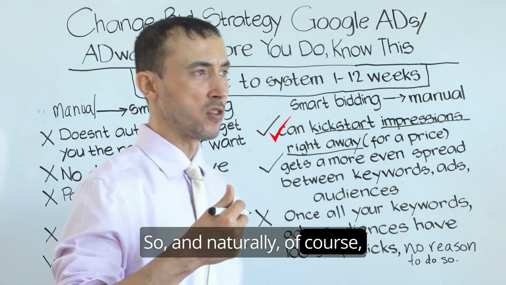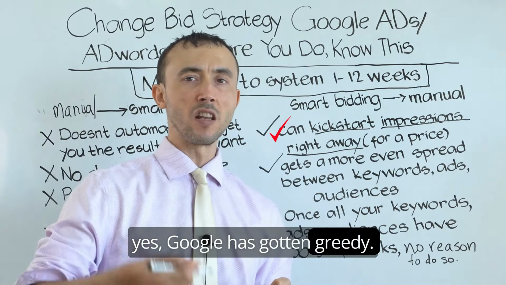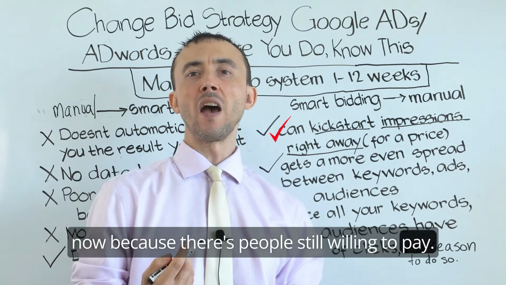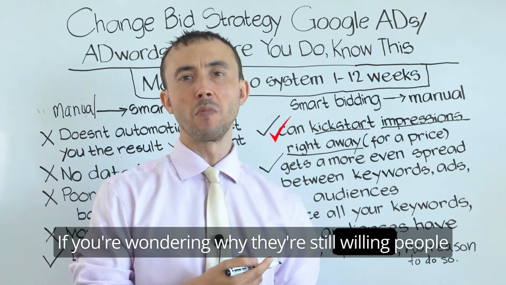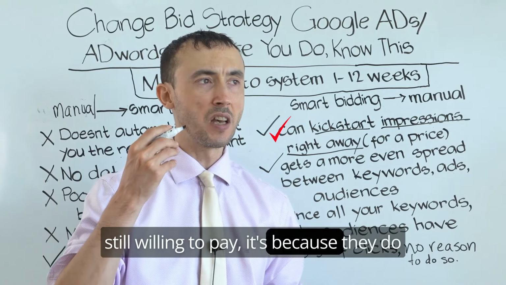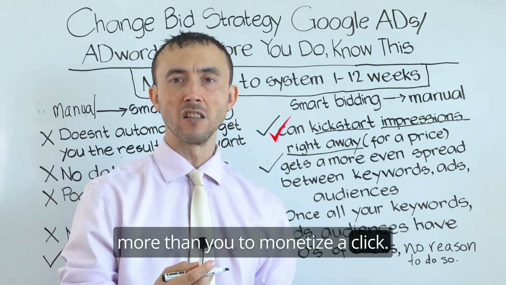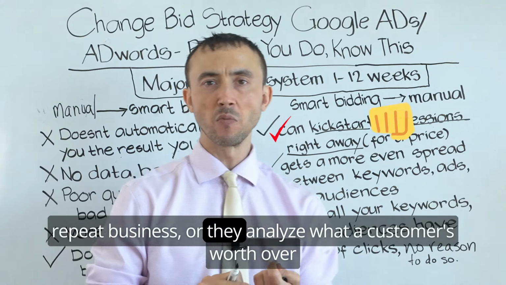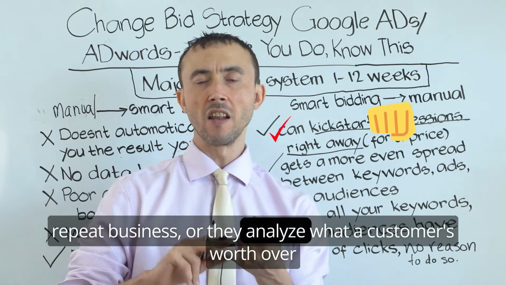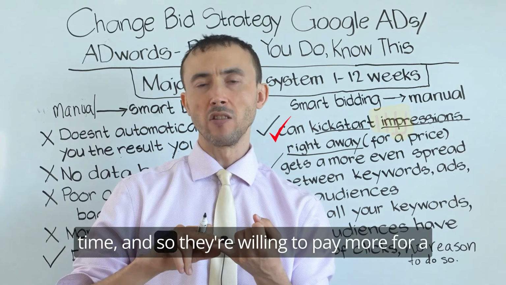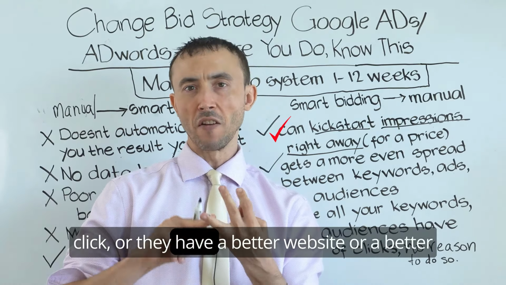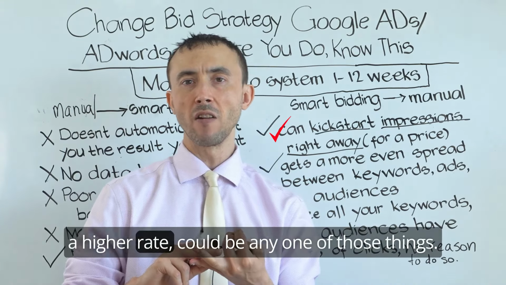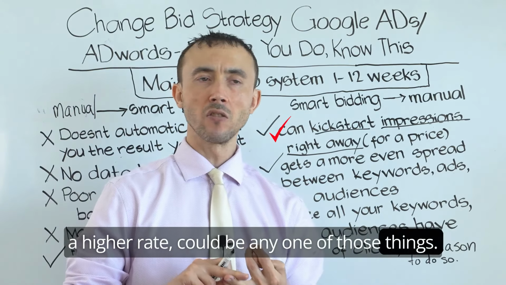And naturally, yes, Google has gotten greedy. They charge a lot of money for a click now because there are people still willing to pay. If you're wondering why people are still willing to pay, it's because they do more than you to monetize a click, whether they get more from a customer in terms of repeat business, or they analyze what a customer's worth over time, so they're willing to pay more for a click, or they have a better website or a better landing page that converts each click into a customer at a higher rate. Could be any one of those things.